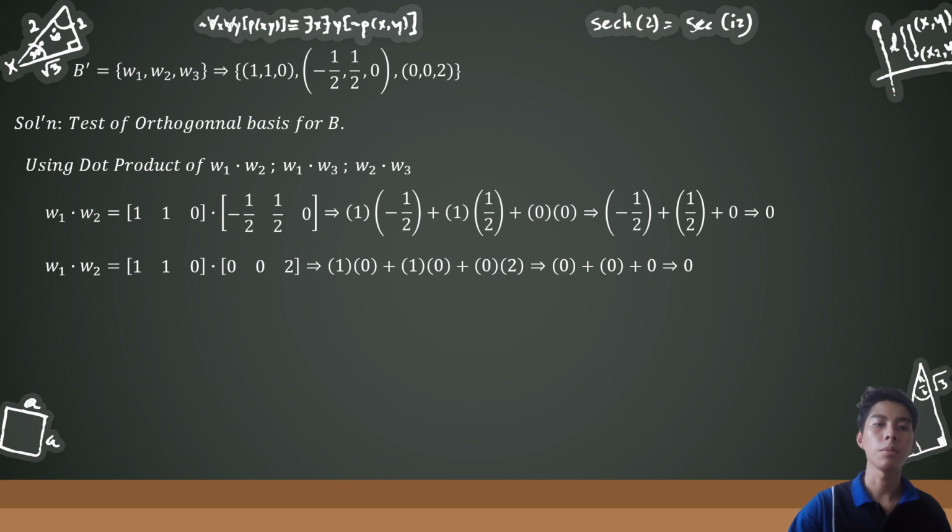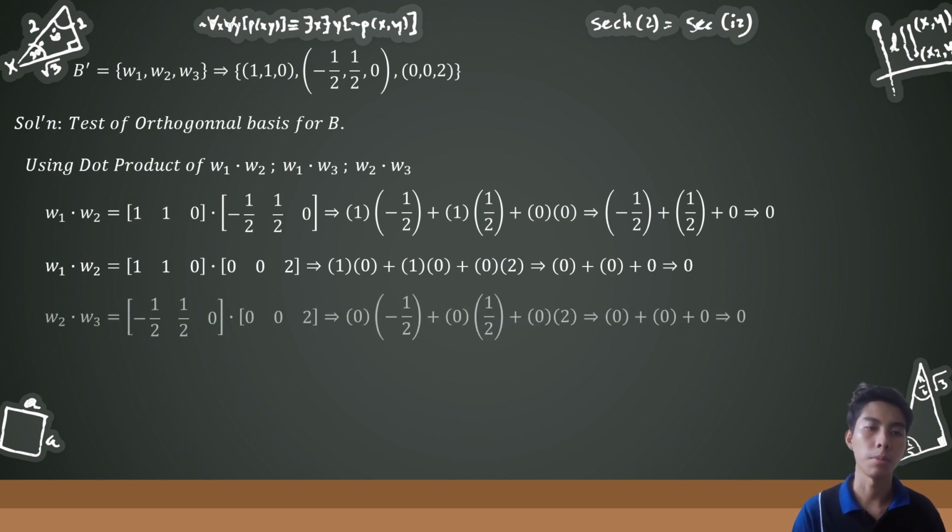So lastly, we have the dot product of w sub 2 and w sub 3. So we have the vector (-1/2, 1/2, 0), and for our w sub 3 the vector (0, 0, 2). We need to find the dot product of it.